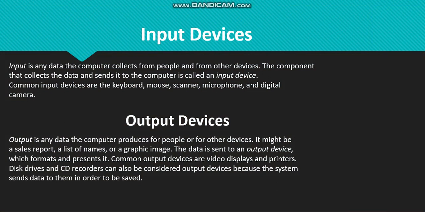And then we looked at input devices. What is an input device? What is input? Input is any data that a computer collects from people and from other devices. Let's assume that you type A on your computer. Whatever you type there, you are inputting into the system. It is called input. You are typing something into the system.